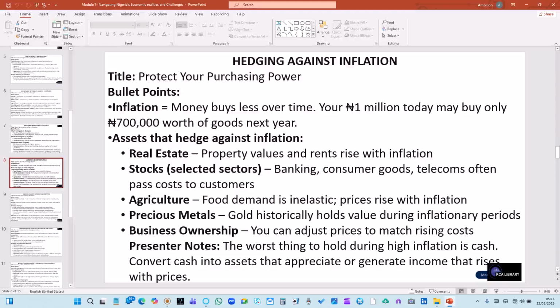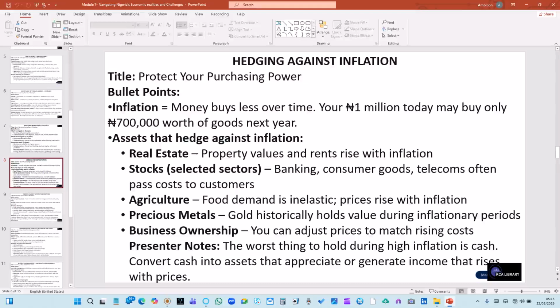Now let us look at hedging against inflation. That is, protect your purchasing power. Inflation is the same thing as money buying less over time. So inflation is when money buys fewer items over a period of time. That is, your 1 million naira today may buy only 700,000 worth of goods next year.